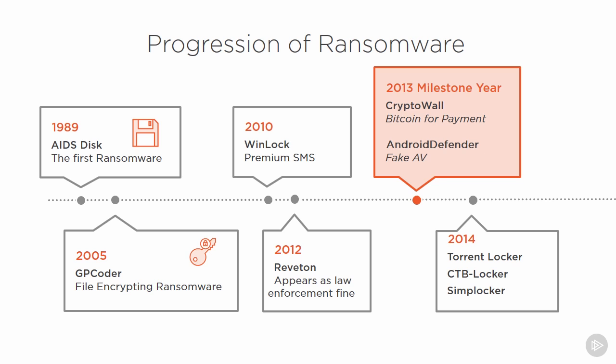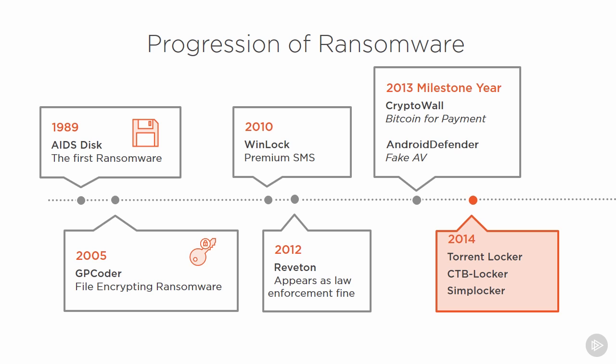2013 was something of a milestone year for ransomware. CryptoWall started using Bitcoin for payment of ransom. CryptoWall was very common in the US and also in the UK. Another first for 2013 was Android Defender. This was a fake antivirus software program for the Android devices.